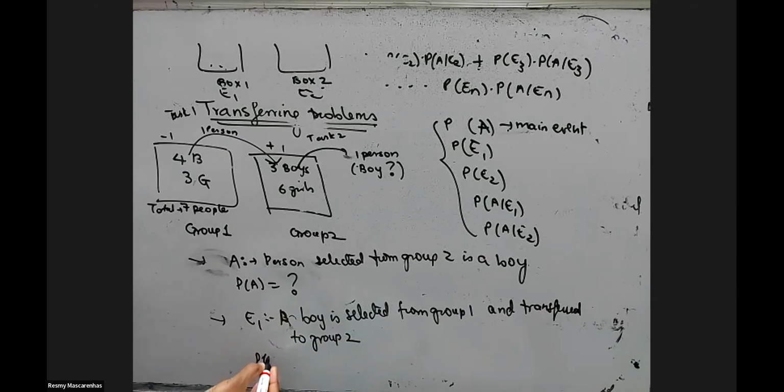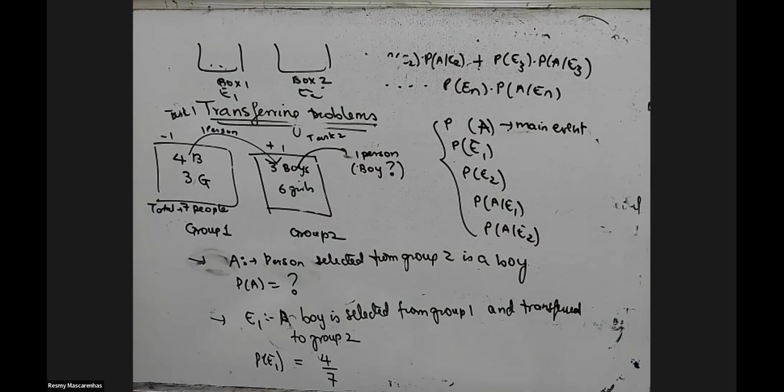So what will be the probability of selecting a boy from group 1? What are the chances of selecting a boy from this group 1? How many options do you have? 4, out of how many people? Total 7 people. So the probability of selecting a boy from group 1 and transferring to group 2, the probability of E1, will be 4 out of 7, because 4 boys out of 7. So when you go to pick, you have 4 options out of 7.